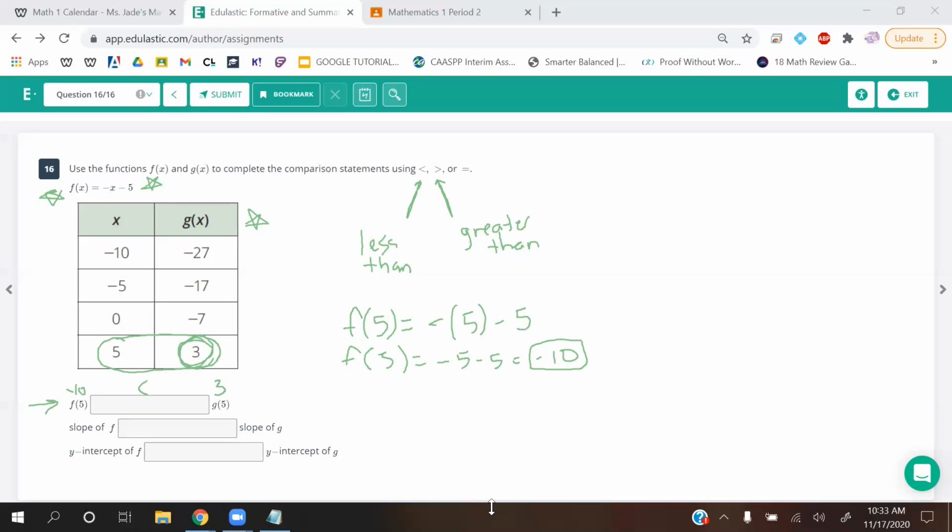So for the equation, we get our answer by plugging it in. That's how we did this one. And then for the table, you just look for the x value over here. We found the 5, and that means the y value is 3. So we compare those two. Negative 10 is less than 3.